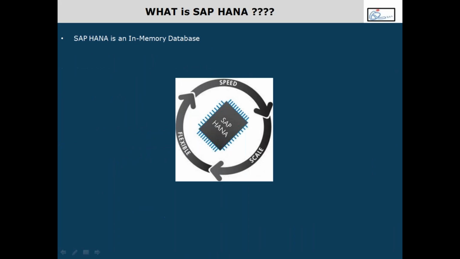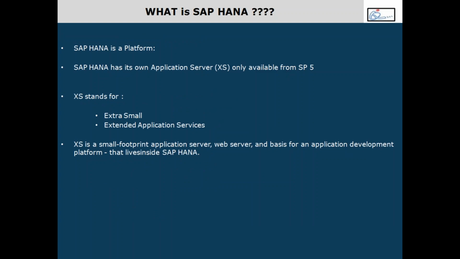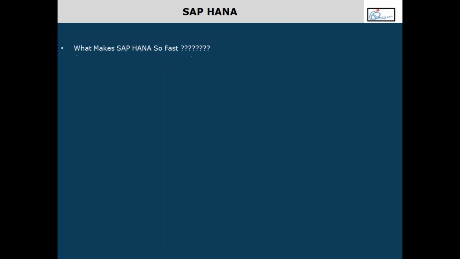In the last class, we have seen what is HANA. It's like a normal database. Only thing is, it is an in-memory database where it does store and process your data in main memory. And then it's a platform because it comes along with certain hardware capabilities, an appliance, and the platform has its own access engine or application server where you can deploy your own applications. Now we're trying to focus on what makes HANA so fast.